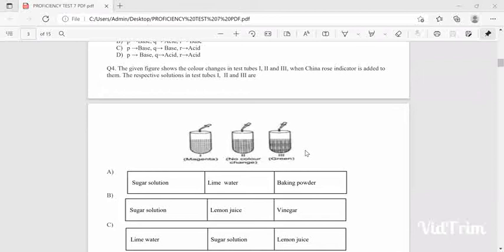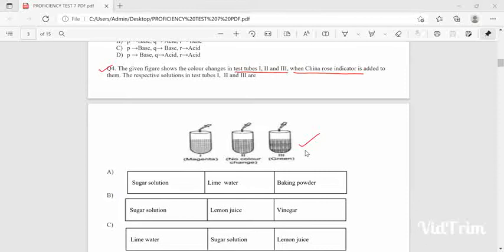1, 2 and 3 when China rose indicator is added to the respective solutions in test tube 1, 2 and 3. After that, a diagram is shown in which 3 test tubes are given and China rose indicator is added in all the 3 test tubes. So, in order to answer this question, we should know the color changes with China rose indicator.